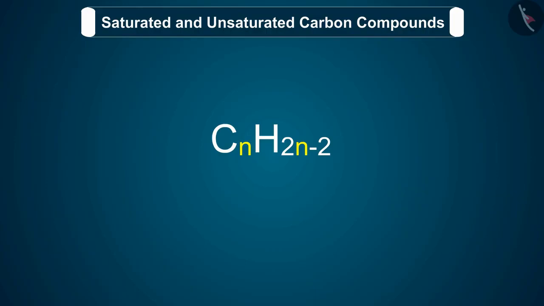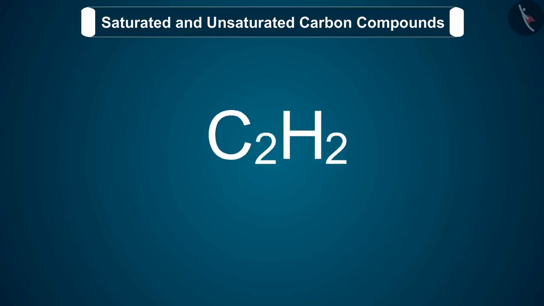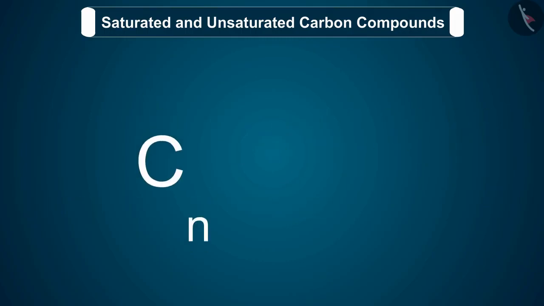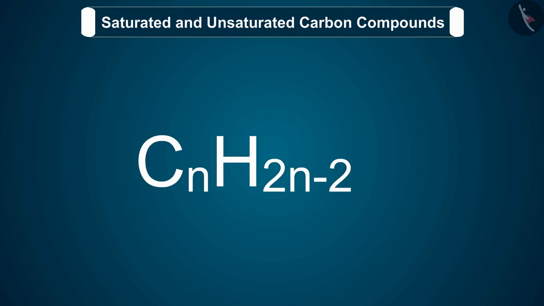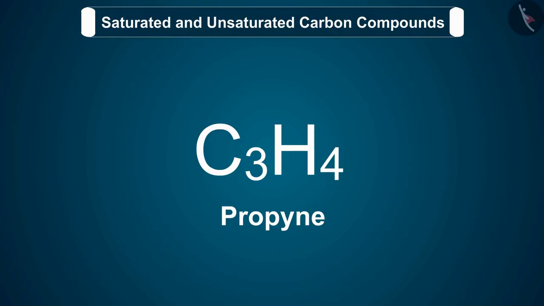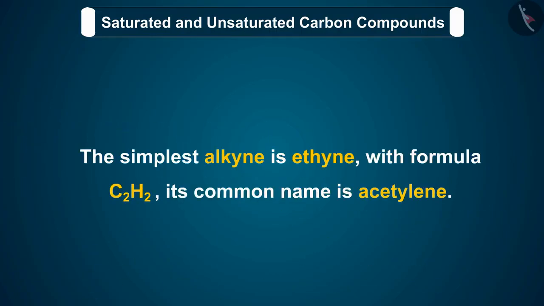Let us discuss this with the help of examples. 1. If an alkyne has two carbon atoms in its molecule, then n is equal to 2. Its formula will be C2H2, which is ethyne. 2. Similarly, if we take n equal to 3, we will get propyne. The simplest alkyne is ethyne, with formula C2H2, and its common name is acetylene.